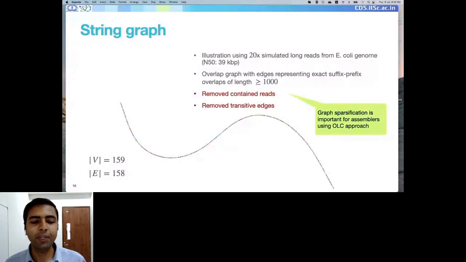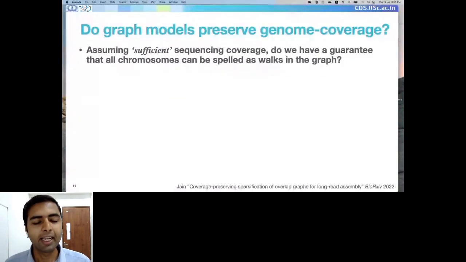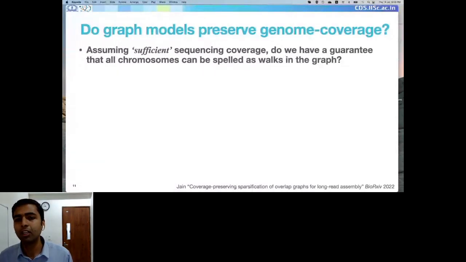Now, the question that we are addressing here is: suppose I give you sufficient sequencing coverage over a particular genome, do we have a guarantee that all chromosomes can be spelled as walks in the graph? This is a fundamental guarantee that we would like to ensure. If there is sufficient sequencing coverage, at least the chromosomes should be spelled as walks in the graph. It may not be an unambiguous walk, it may be an ambiguous walk, but still they should be spelled as walks in the graph so that no information loss happens.